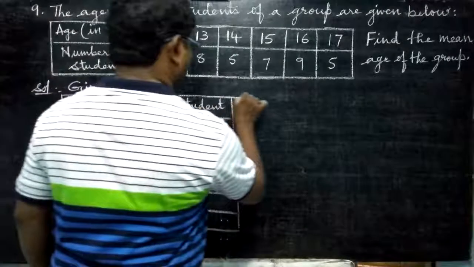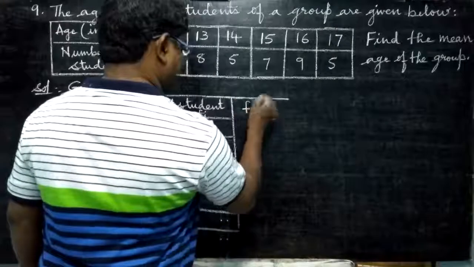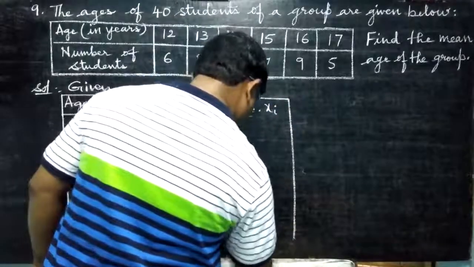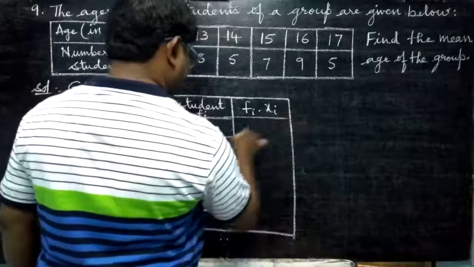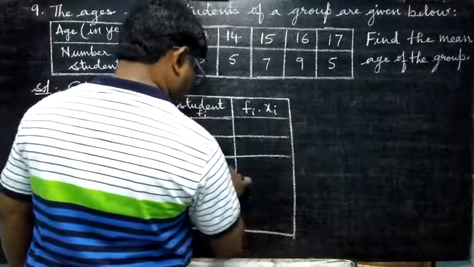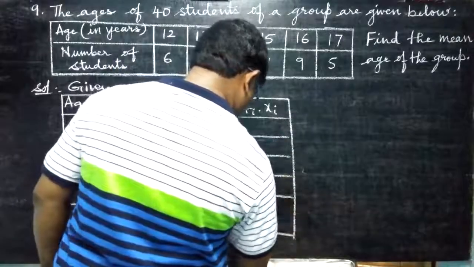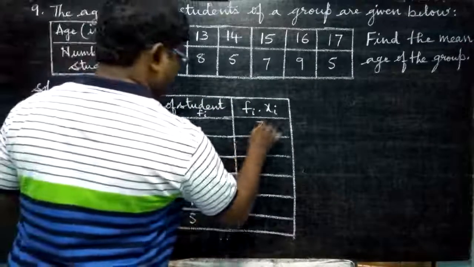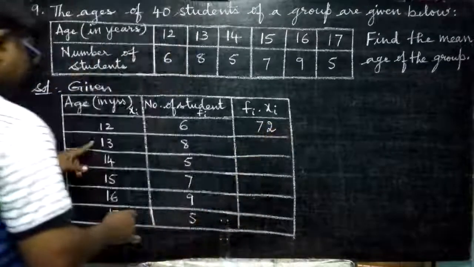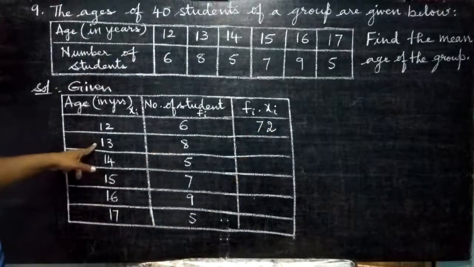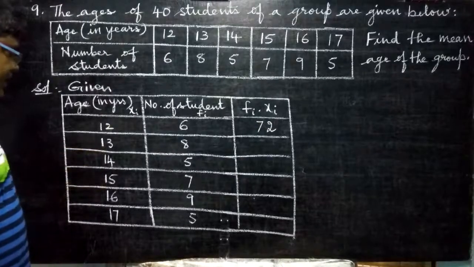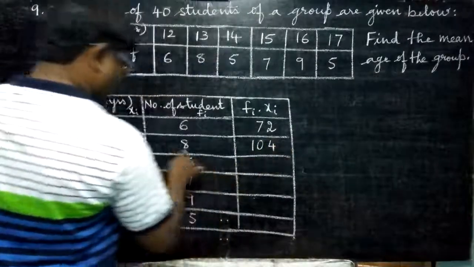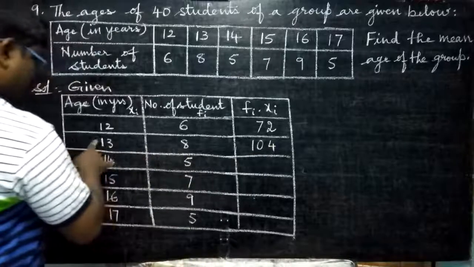Now, what is the third column? You have to multiply fi into xi. Be careful in multiplication, so many will do wrong here. So, be careful. 12, 6s are 72. Write clearly, 72. 13, 8s are how much? 104. 8 3s are 24, 4, 2. 8 1s are 8.